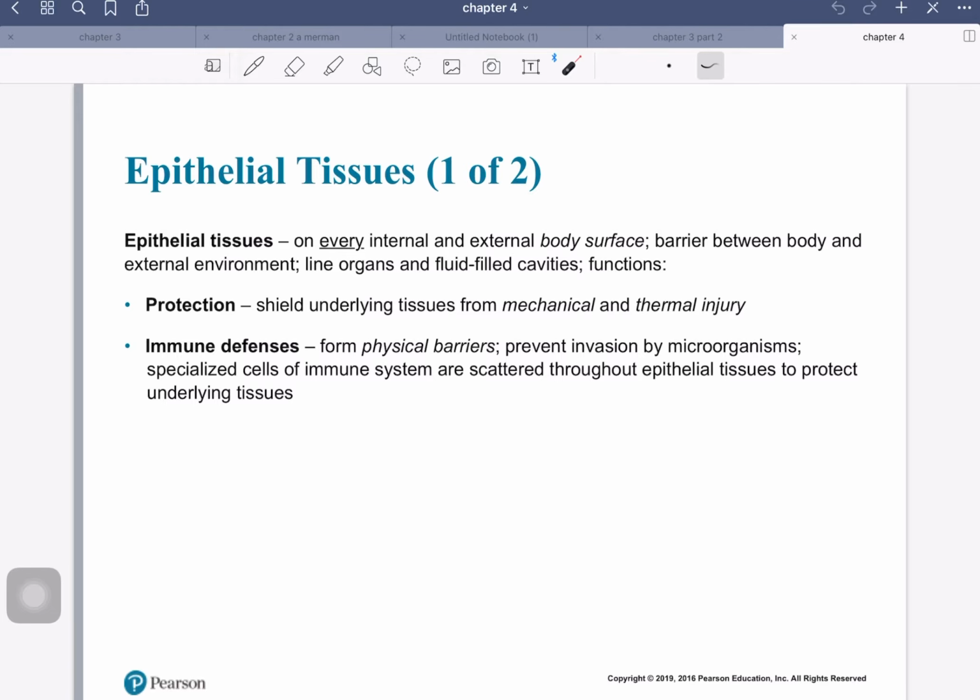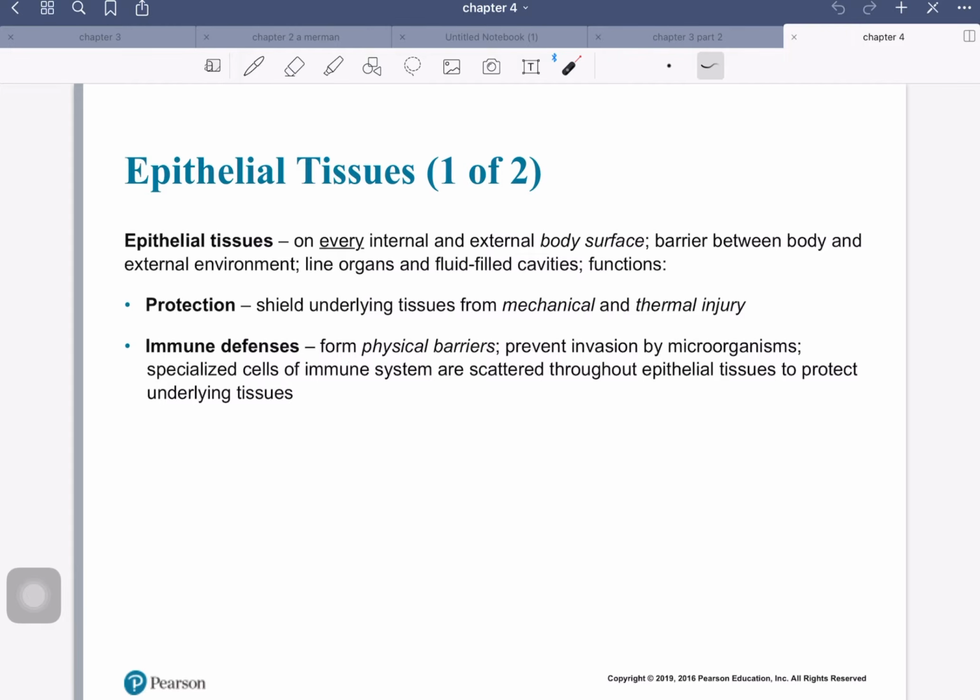And if we start to look at the functions, we can sort of break it down into some major categories. Protection. So it helps protect the underlying tissue from injury, and that injury could be mechanical, a stress or force placed upon it, or thermal.